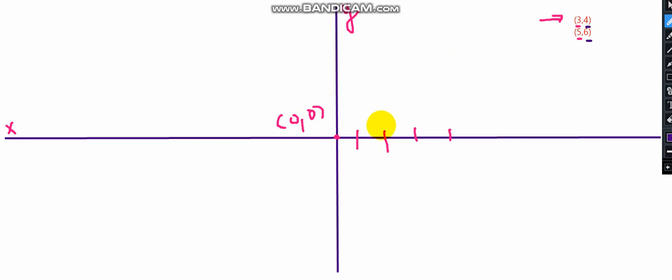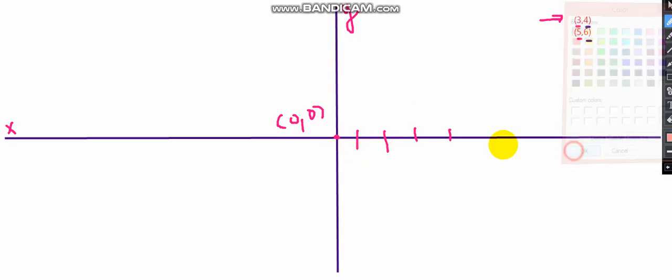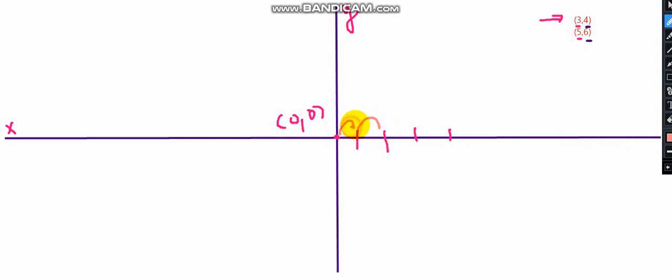So when you see, let's say, 3, 4, what does that mean? Well, first, like we said before, you go 3 units in the x direction, so you go 1, 2, 3. And you're not done yet. You have to go 4 up: 1, 2, 3, 4. So this is that point right there: 3, 4.